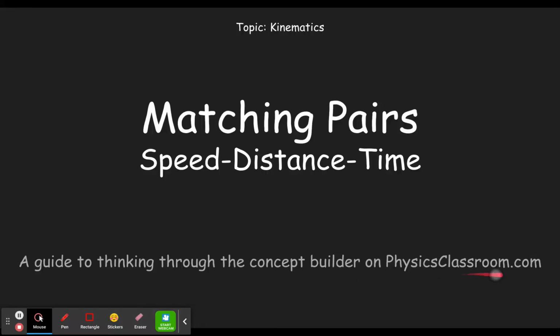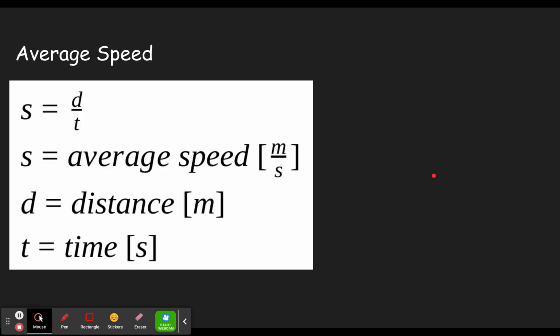Today we're going to be looking at a concept builder on physicsclassroom.com and the topic of kinematics. The title is Matching Pairs, Speed, Distance, and Time. So the main idea of this concept builder is to understand this equation. And this equation is for average speed. We see average speed is s.